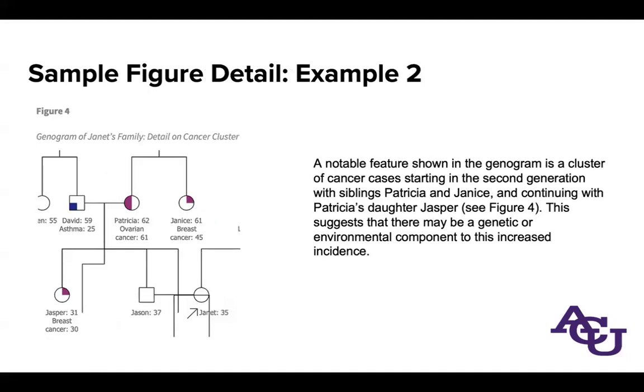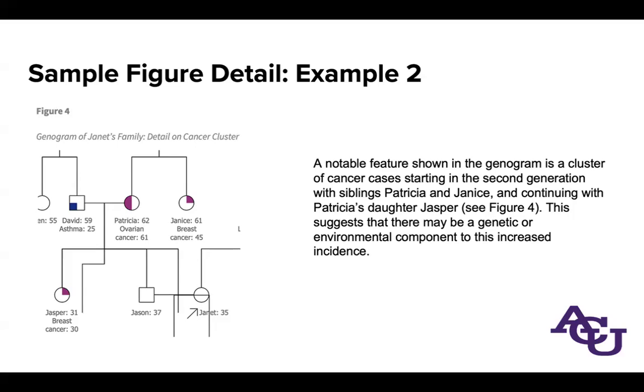You can also have a detail on that. So, for example, if you had this text, a notable feature shown in the genogram is a cluster of cancer cases starting in the second generation with siblings Patricia and Janice, and continuing with Patricia's daughter Jasper.